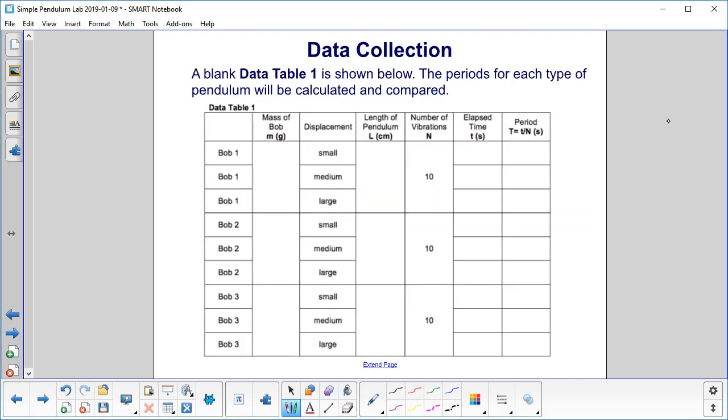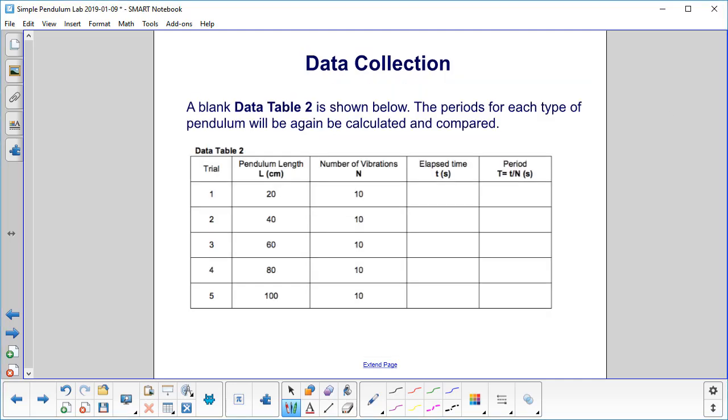Please use this for data table 1. The periods for each type of pendulum will be calculated and compared. So let's see, the mass of the bob, the length of the pendulum, number of vibrations, elapsed time, and then period.